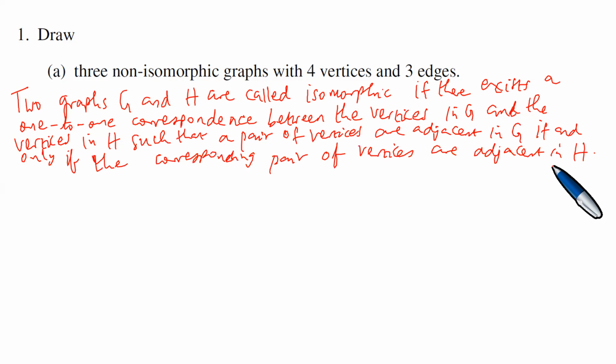So two graphs are isomorphic. What I've written here is actually the definition of isomorphic graphs. So two graphs, G and H, are called isomorphic if there exists a one-to-one correspondence between the vertices in G and the vertices in H, such that a pair of vertices are adjacent in G if and only if the corresponding pair of vertices are adjacent in H.